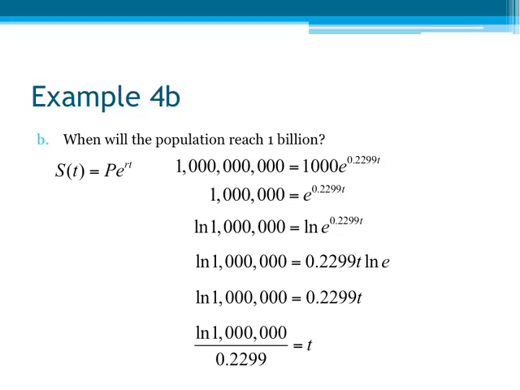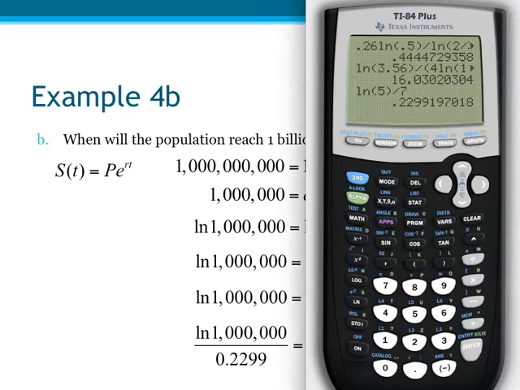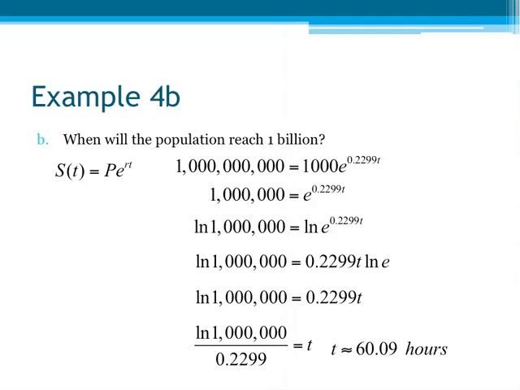And now we just have to plug this into our calculator. And again, make sure that you are closing the parentheses on what you're taking the ln of before you divide by 0.2299. And it looks like our answer comes out to be about 60. And now we just want to make sure that we're using the right units. So remember, the amount of time is in hours. So our answer is going to be about 60 hours.